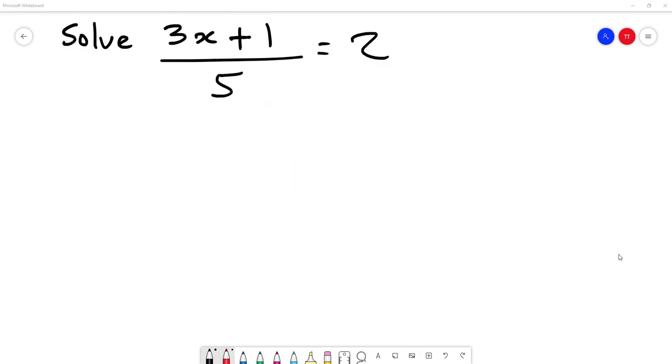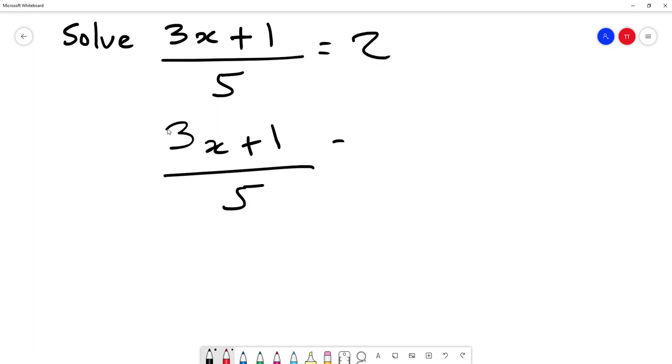Here's a question for you to try. You can pause the video, and when you're done, I will go through my worked solution. Okay, welcome back. So we can write this question out as 3x plus 1 over 5 equals 2. Get rid of the denominator by timesing both sides by 5.